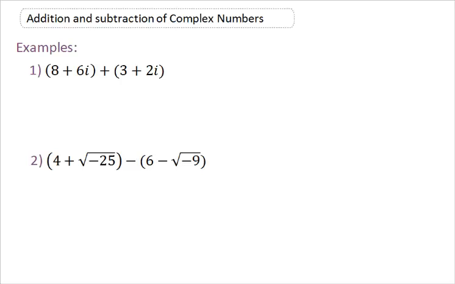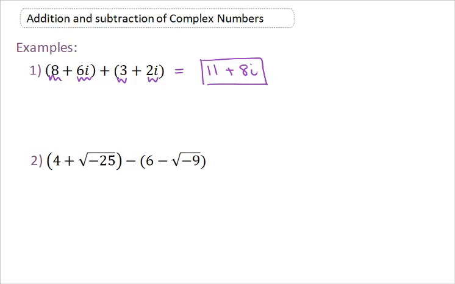Example 1, 8 plus 6i plus 3 plus 2i. It's almost the exact same as adding polynomials. You just add your like parts. So I add my whole numbers together, my real part, where 8 plus 3 gives me an 11. And you add your imaginary parts. 6i plus 2i gives me an 8i. So you just combine like terms, the same way that you did it back in polynomials.